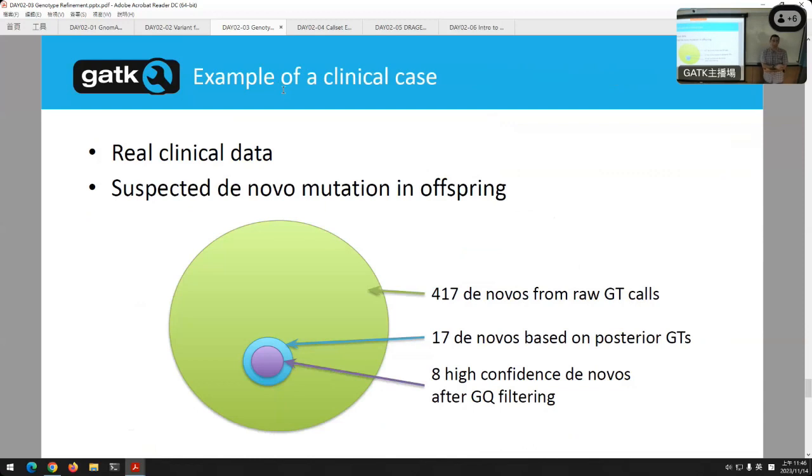you only have 8, which means it's a lot easier for researchers to go in and manually look at these, or to go back and revalidate them inside a lab. You're not looking at hundreds of sites anymore. This is why we do that.